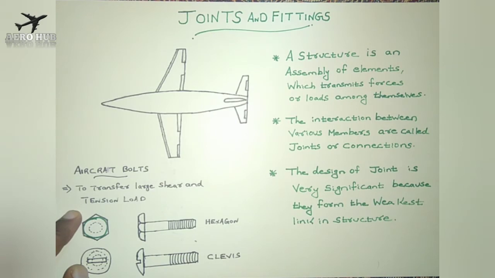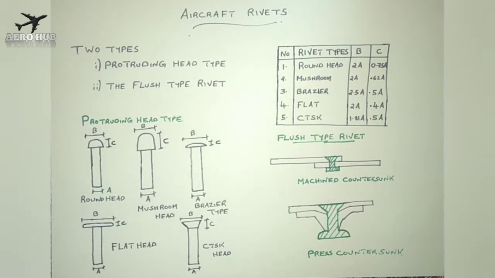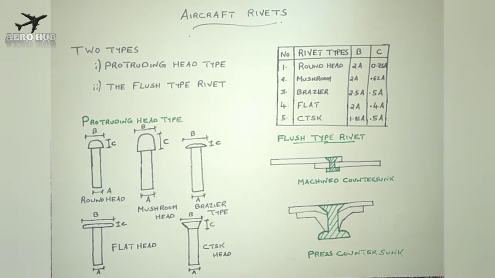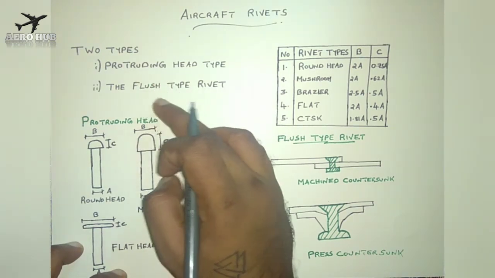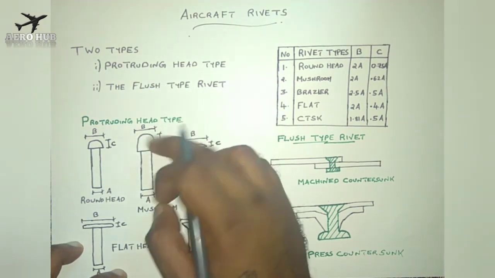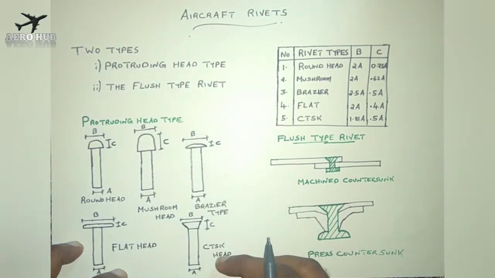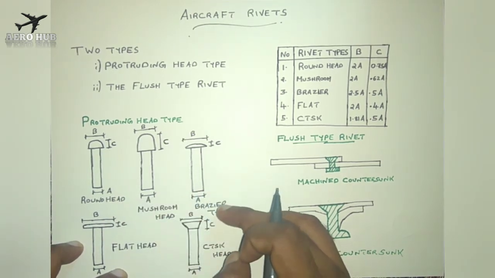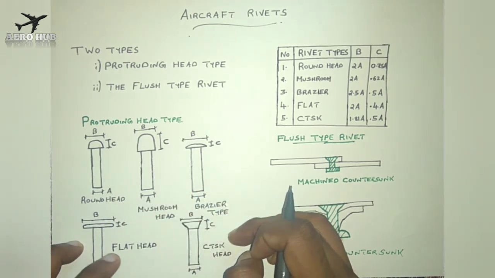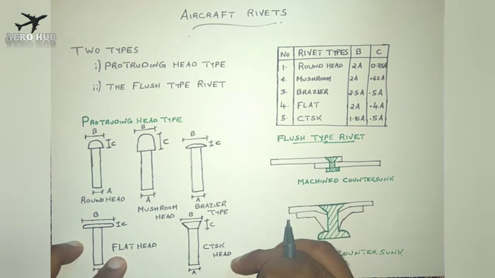Now we will see more about aircraft rivets. There are two types of rivets used in aircraft. The first one is the protruding head type, and the second one is the flush type rivet. In the protruding head type, five types of rivets are available. The first one is round head, second is mushroom head, third is brazier type, fourth is flat head, and the last one is CTSK, that is countersunk head.